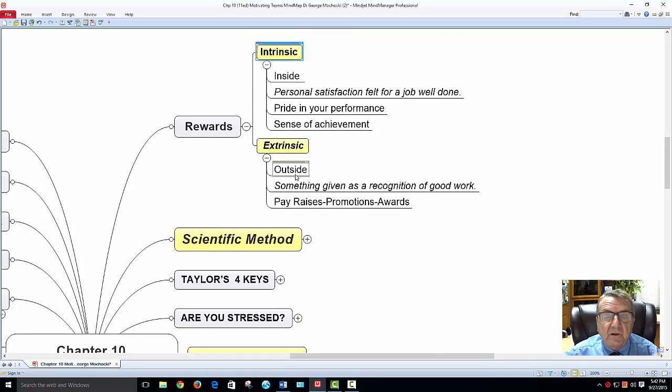Now, the extrinsic ones are outside. Something is given to me as a recognition of good work. Could be a pay raise, promotion, an award. And remember, if I got a promotion, an award, a raise, and I didn't deserve it, sure, I'll take it. Most employees will. But it doesn't have the same effect as if I really worked hard for it and received that reward. It's like, I really deserve this, and now I could look up at people and say, I deserve this honestly and ethically. Okay? So rewards are a strong motivator.